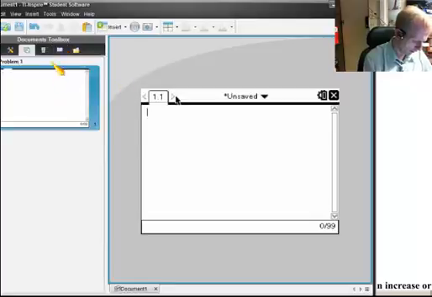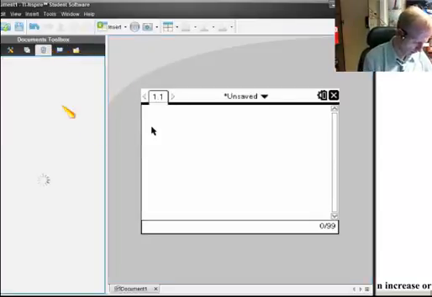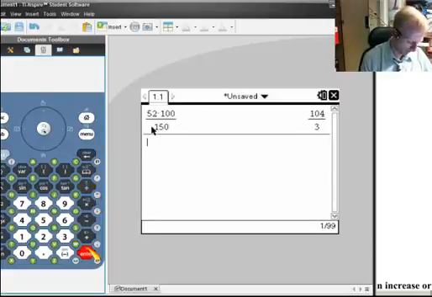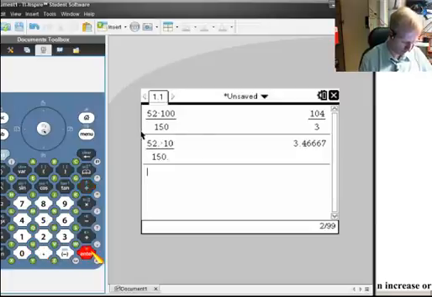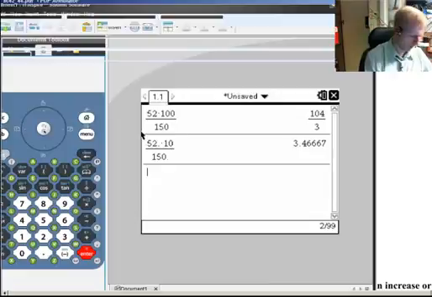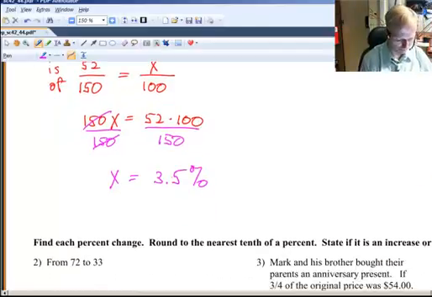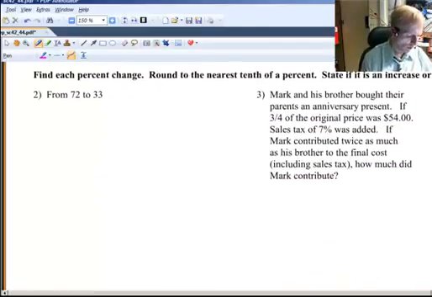So I'm going to use my calculator to do that. So let me add a calculator. Okay, so now I need to do 52 times 100 and then divided by 150. And let me get that as a decimal. Let me do it again. Times 100 divided by 150. Okay, so that's 3.46, and I'm rounding to 3.5%. And I'm all set.